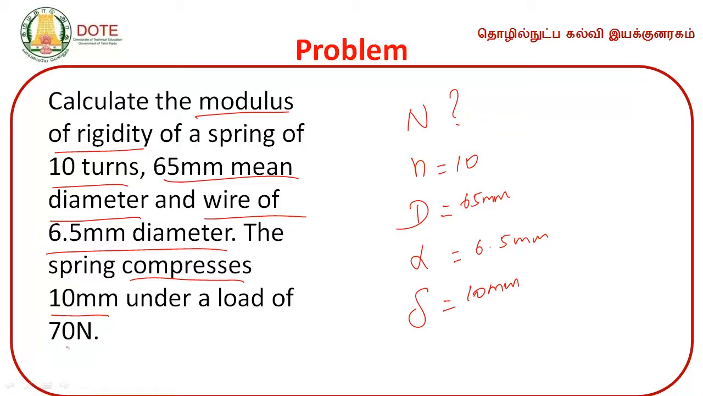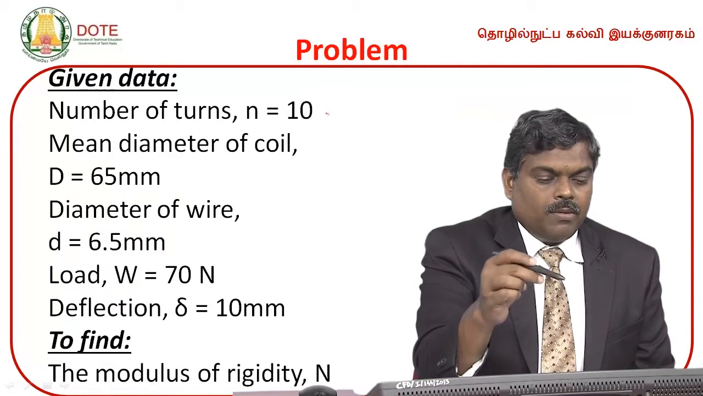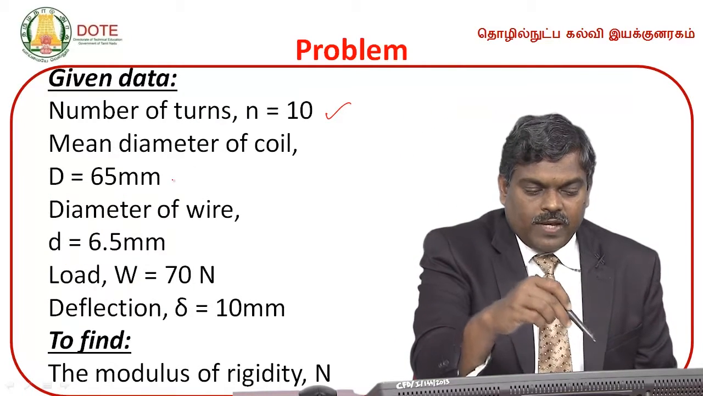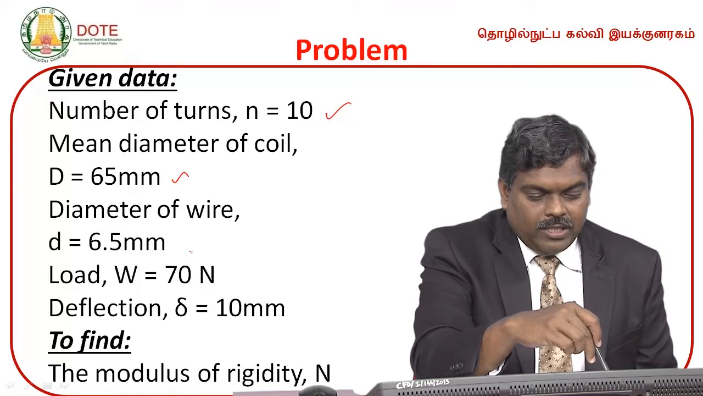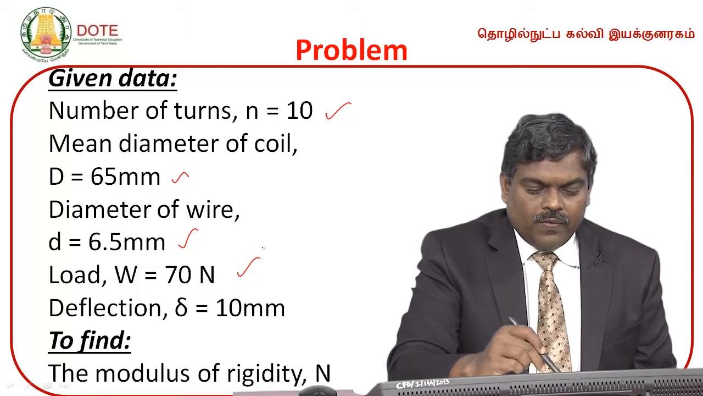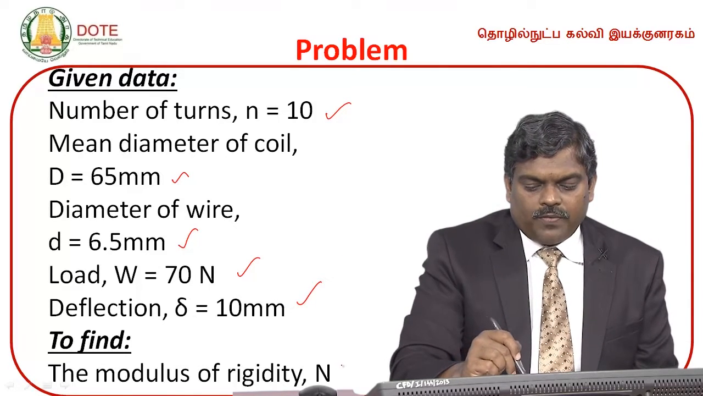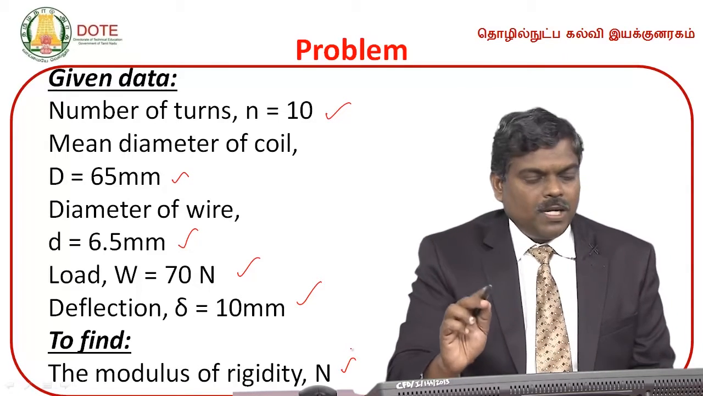Then the load is given by W. W is going to be 70 Newton. So these are all the given data. Using these, we have to calculate the modulus of rigidity for the spring material. So number of turns n is equal to 10. Mean diameter of coil D is equal to 65 mm. Diameter of wire d is equal to 6.5 mm. Load W is equal to 70 Newton. Deflection del is equal to 10 mm. So we have to find the modulus of rigidity N for the spring material.